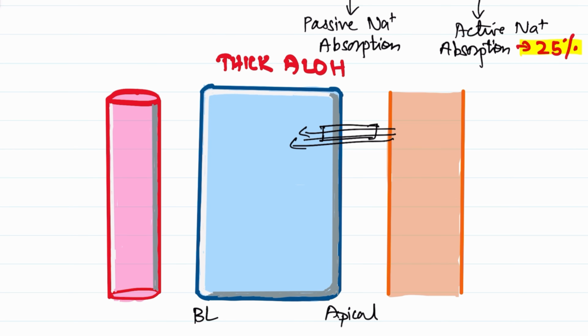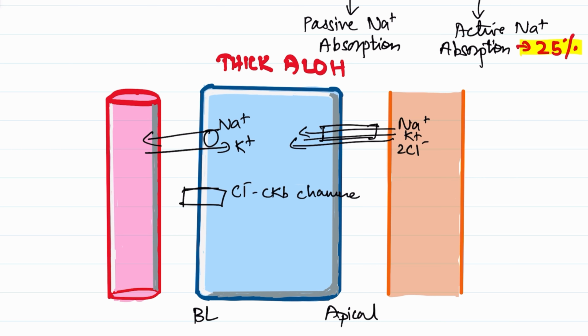And this channel is called the sodium potassium 2 chloride cotransporter. So it transfers sodium, potassium and 2 molecules of chloride into the cell from the apical side. This is again an active transport mechanism, and it uses the sodium potassium ATPase. In addition to that, there are some other transporters as well in this region. On the basolateral membrane, we have a chloride CLC-KB channel.